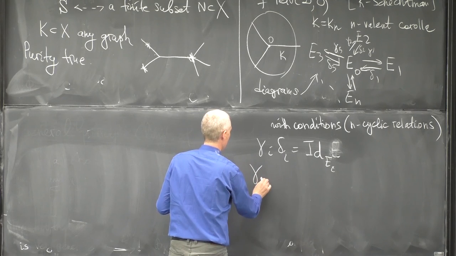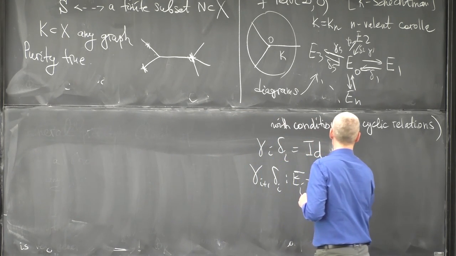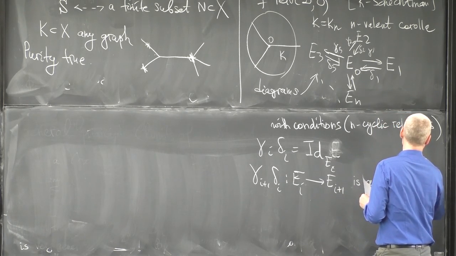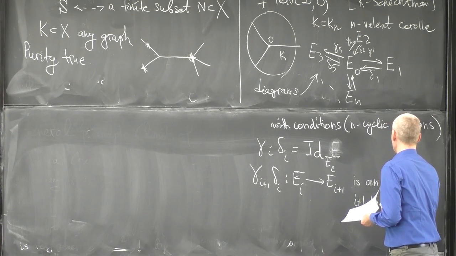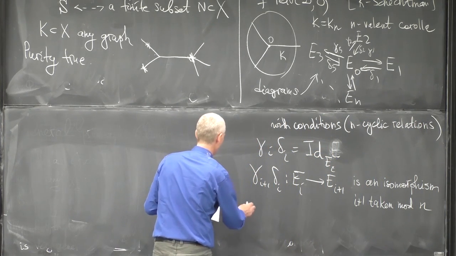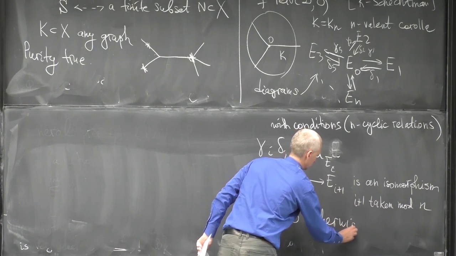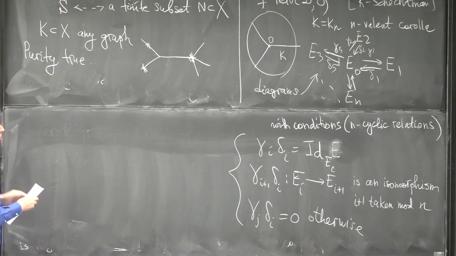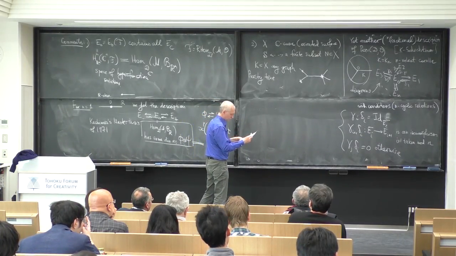Another condition would be that gamma_{i+1} delta_i from E_i to E_{i+1} is an isomorphism, when i plus 1 is taken modulo n. And the third condition is that any other, gamma_j delta_i, equals 0 otherwise. So for n equals 1, it doesn't specialize exactly to what we had. But for n equals 2, it gives precisely this description, and it can continue like this.